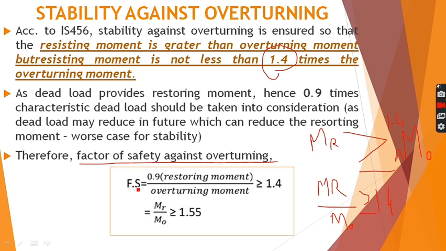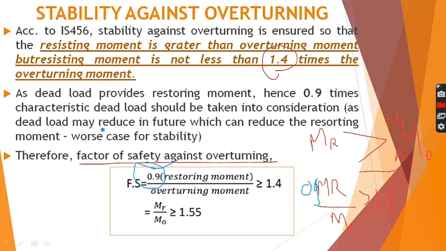So this is the equation. Factor of safety is restoring moment upon overturning moment, and its value should always be greater than or equal to 1.4. If you see clearly, in this equation we have another value written here, that is 0.9. Factor of safety is restoring moment upon overturning moment. Then why is this 0.9 factor, 0.9 into the restoring moment, written here?